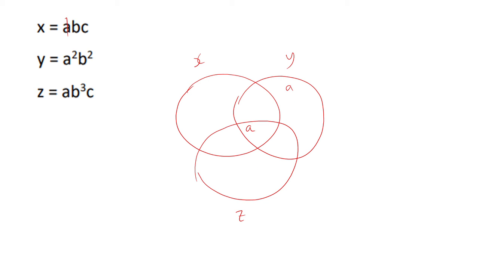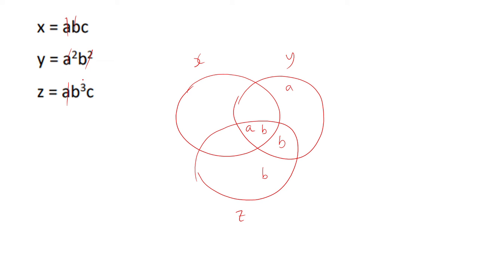Okay, we've dealt with the a's. B's, they all share a b, so b goes in the middle. X has no extra b's, so we can get rid of that. Y has an extra b, and Z has an extra two b's. So because Y and Z share an extra b each, we can put a b in the intersection of Y and Z. So we're done with Y now, but Z has an extra b, so we'll put a b here.